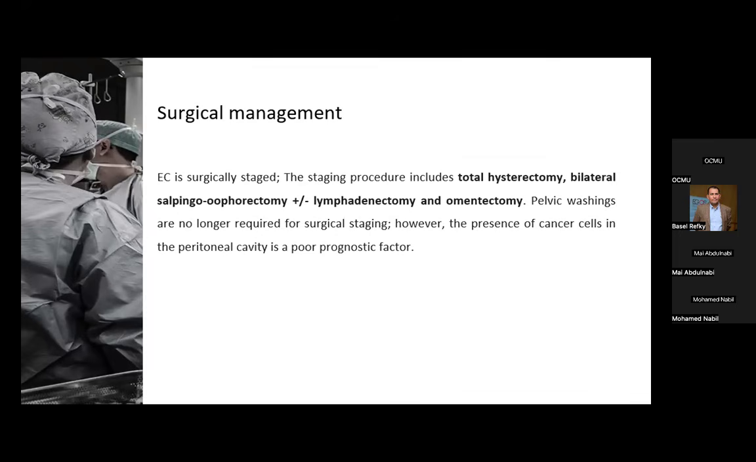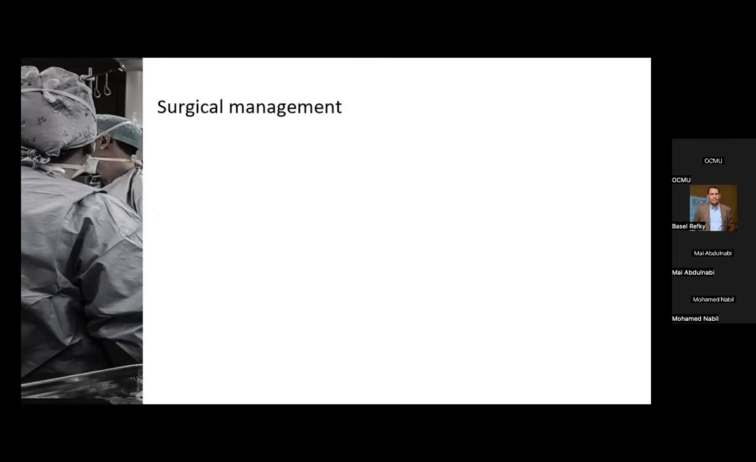Endometrial cancer is mainly surgically staged. The core for treating endometrial cancer is mainly surgery. The staging procedures include the hysterectomy and the oophorectomy, plus or minus the lymphadenectomy or omentectomy according to the histological subtype and the staging of the disease.